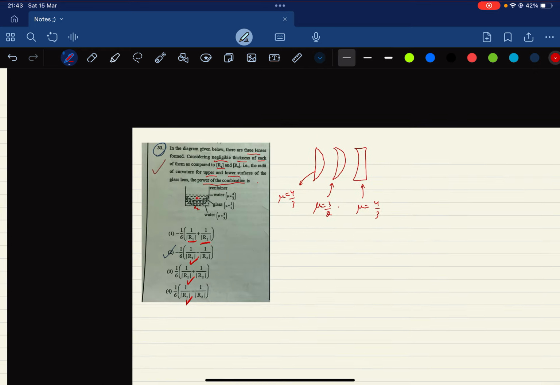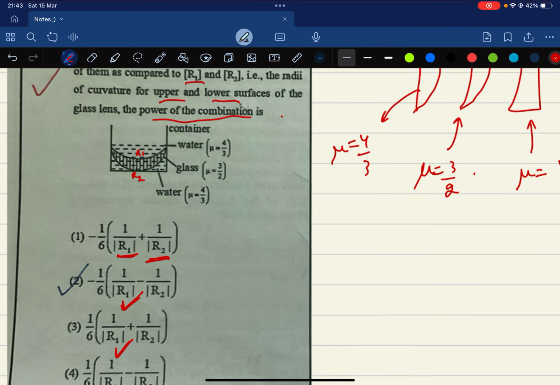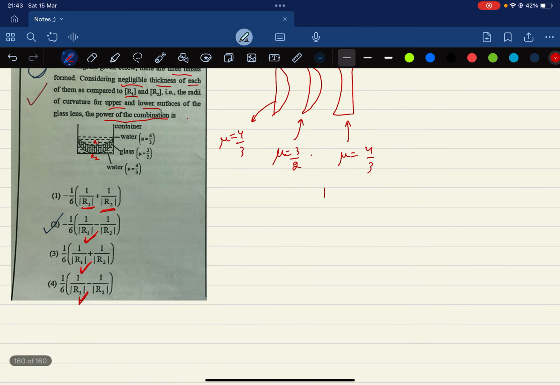Now the very important reason why I made this video is to tell what R1 and R2 are and how we fill the sign conventions here. So let us consider this lens. This water is acting as a lens. So this will be R1 and this will be R2. The R1 will be from where the light is incoming and R2 from where light is going. So get rid of this confusion first.